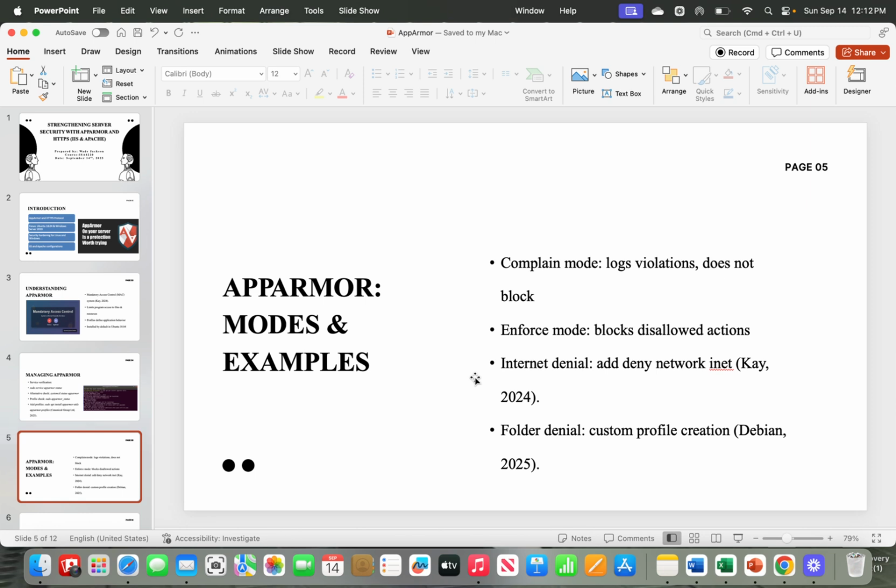AppArmor modes and more examples. AppArmor has two primary modes of operation. In complain mode, it records violations of profile rules but does not stop the actions, which is useful for testing and debugging. In enforce mode, applications are kept strictly confined, thus preventing unauthorized actions.